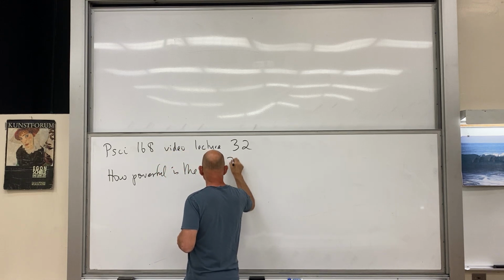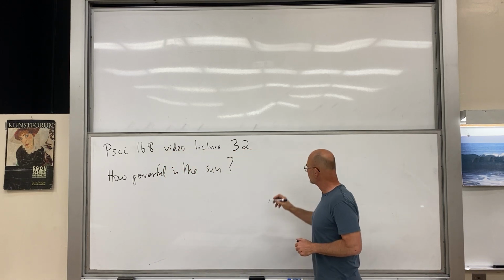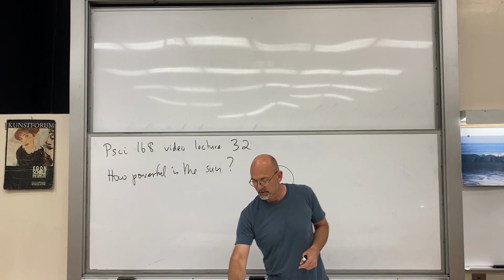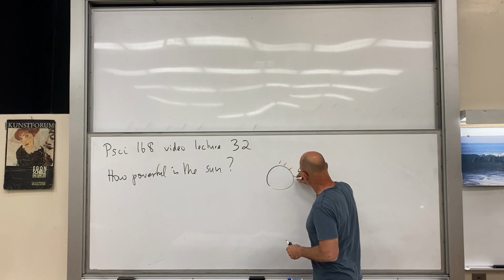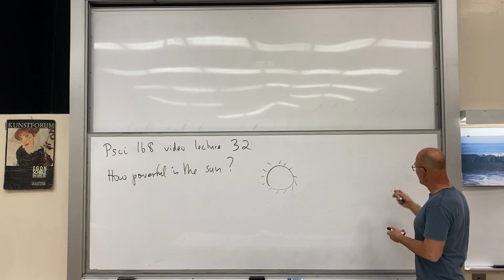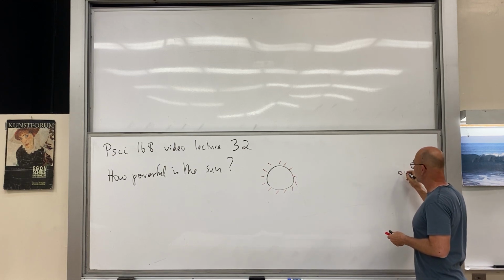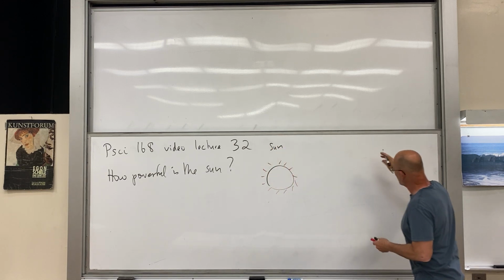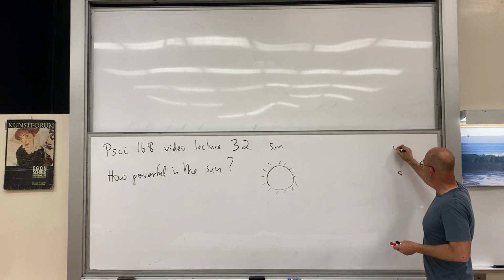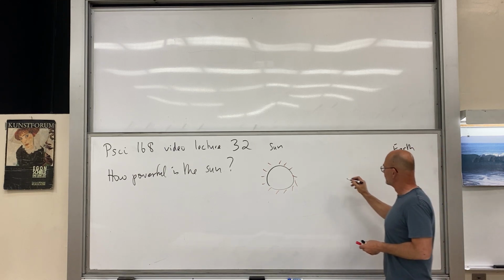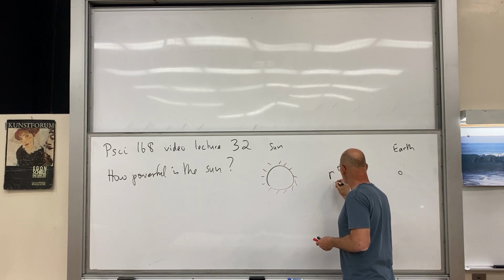How powerful is the sun? And the idea is the sun is over here shining. Maybe I'll give it some red color. It's radiating light in every direction. And we are over here. Now these relations are of course not accurate, but I'm going to put the numbers there in a moment. So one number we need is the distance from the sun to the earth.